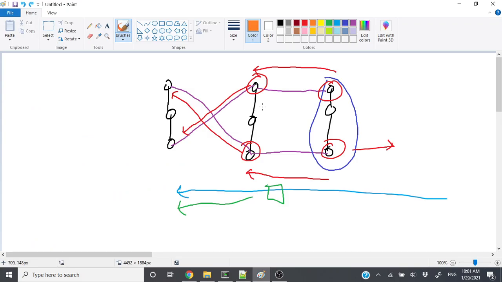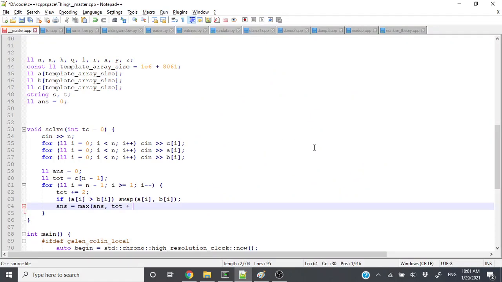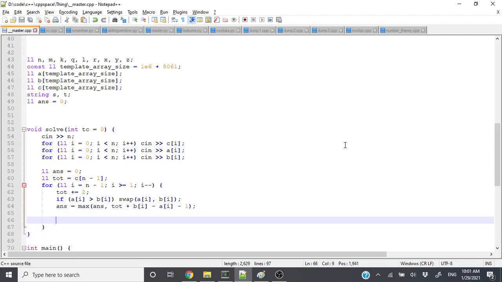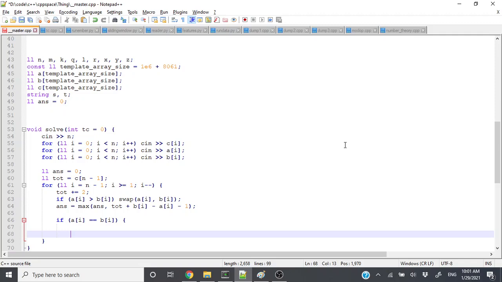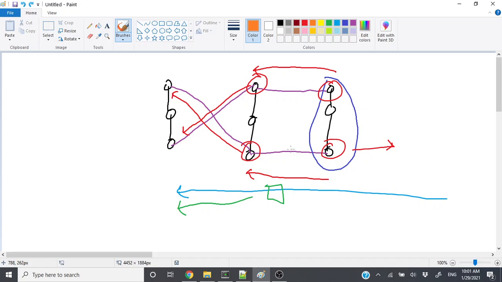then we consider taking this cycle, which is, for example, this is 3 and this is 1. So the additional nodes we get is 3 minus 1 minus 1. So it's like BI minus AI minus 1. Then if AI is equal to BI, then we have to cut the cycle short.